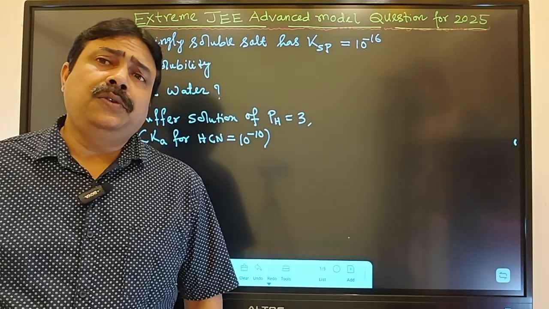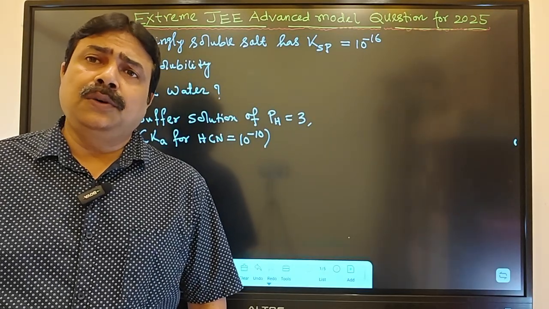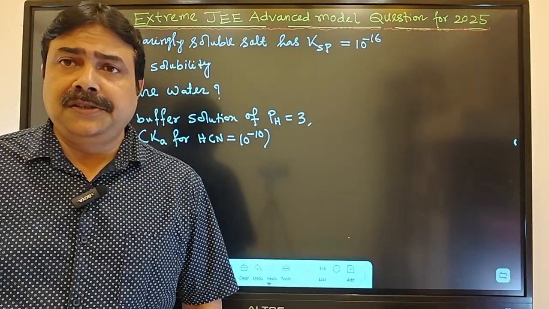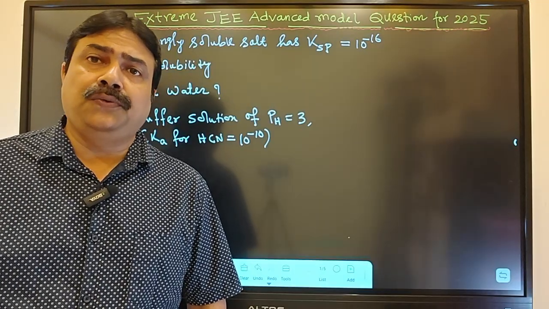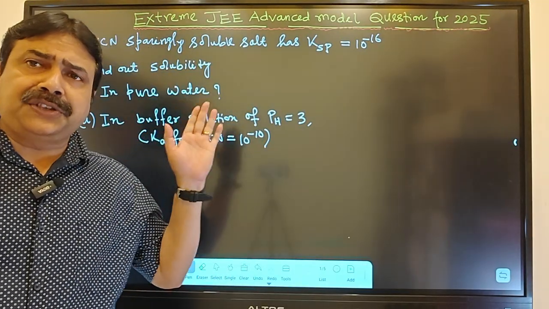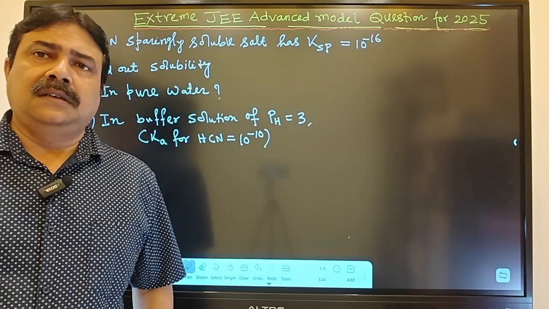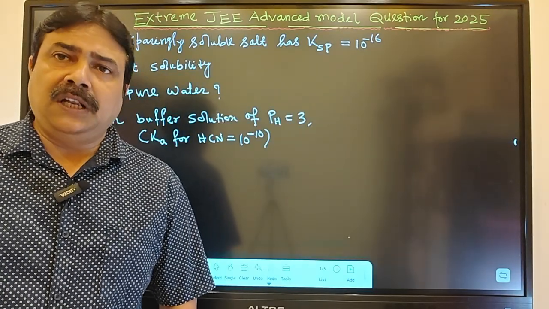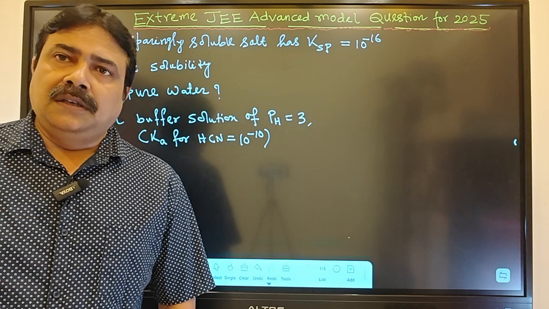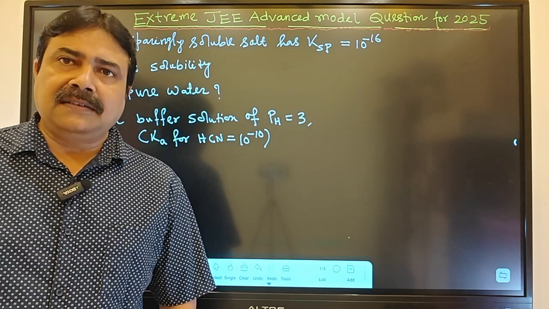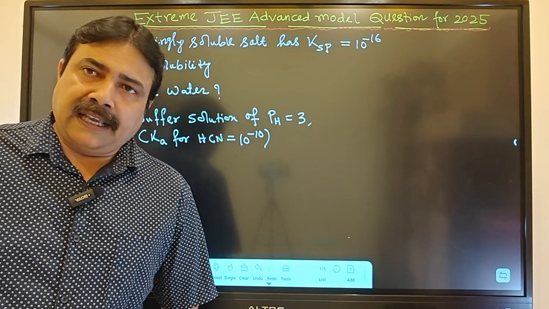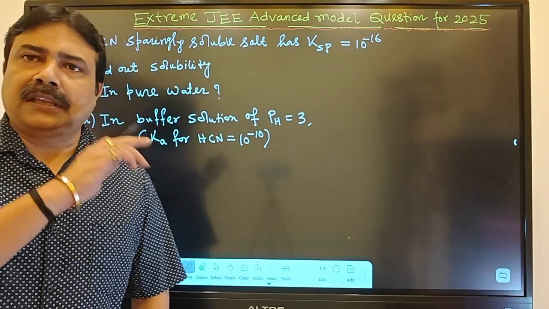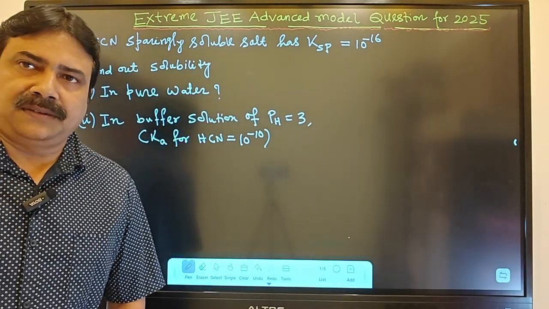So today I am going to discuss an exclusive model question and answer for the upcoming JEE Advanced 2025. This is an extreme model of JEE Advanced based on ionic equilibrium, and the particular subtopic is solubility, in which there are sparingly soluble salts or insoluble salts. The problem is chosen based on that.